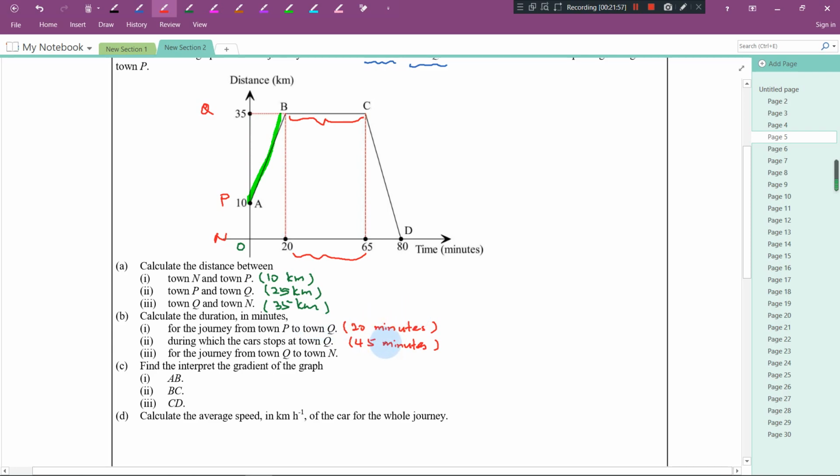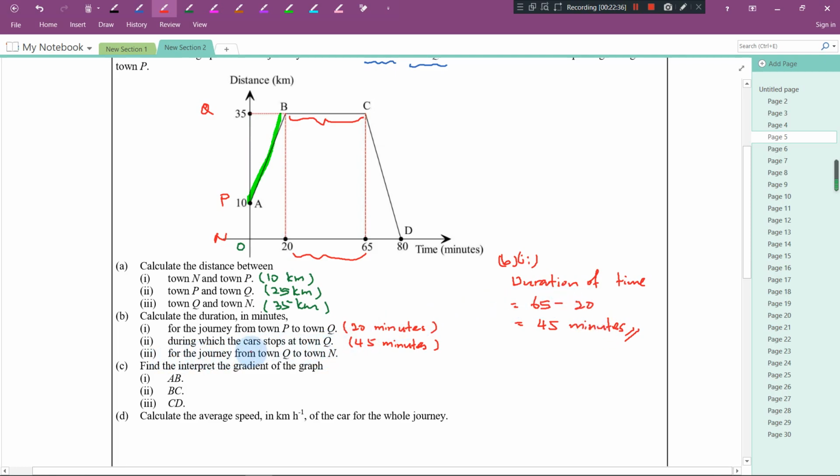Okay, so in the exam, you cannot just give your answer like this. You have to show your steps clearly. So duration, for example, B2. You have to show your calculation clearly. So take 65 minus 20. You get 45 minutes. Okay, so this is the way we get the answers.